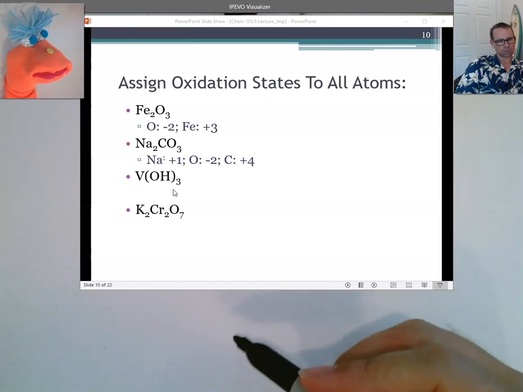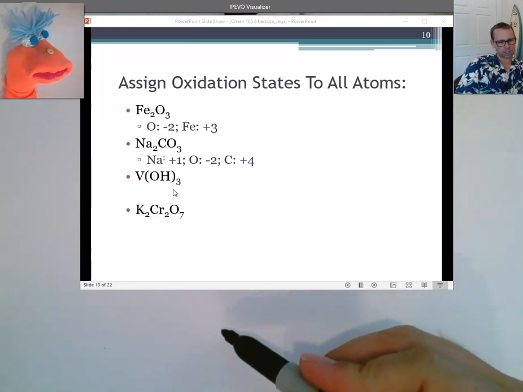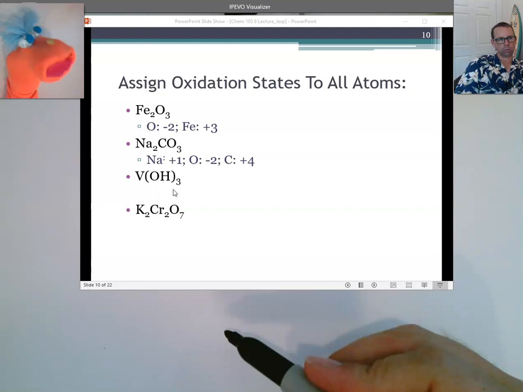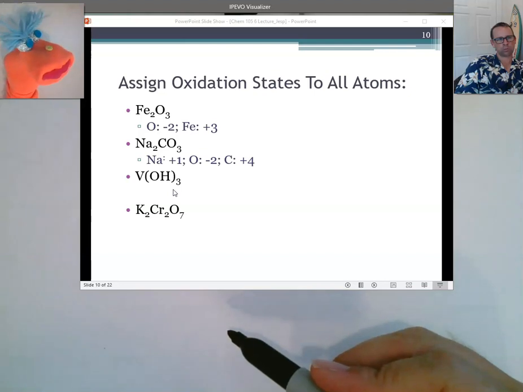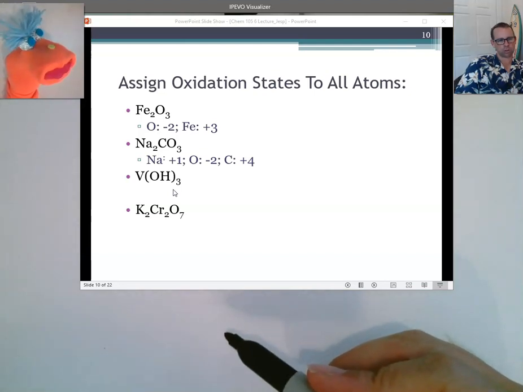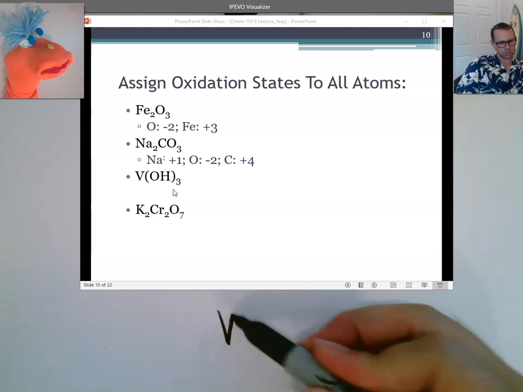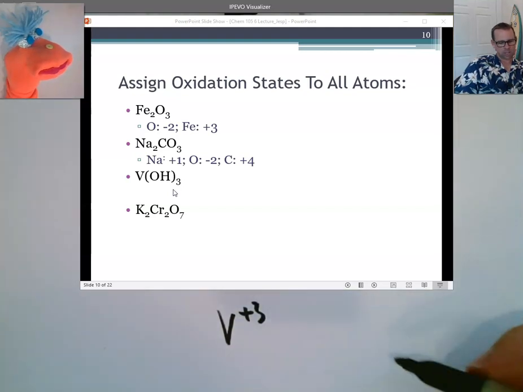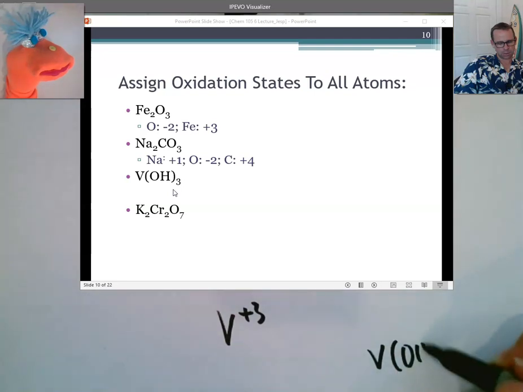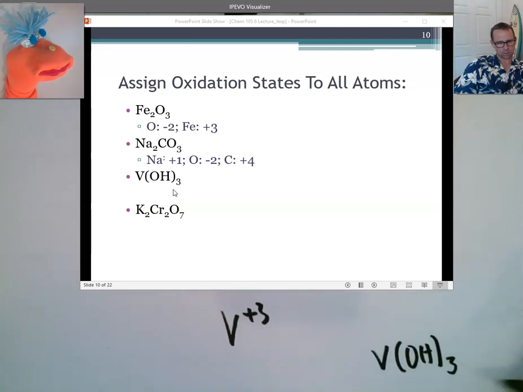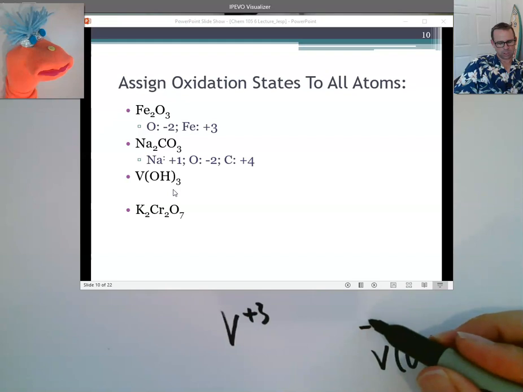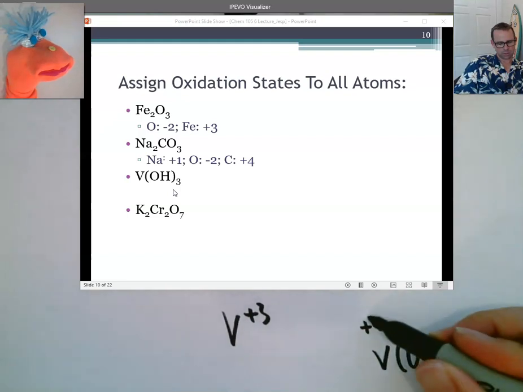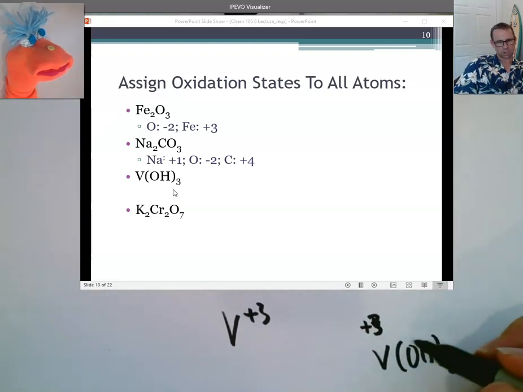What do we know about vanadium's oxidation number? Well, there's not a rule, but because it's an ionic compound, the vanadium is going to have an oxidation state of +3 because that's its charge. Very good. So vanadium is a +3, and if we look at vanadium coming together with 3 hydroxides, vanadium is a +3. Oxygen is what?